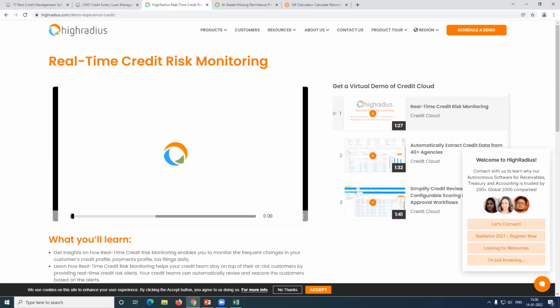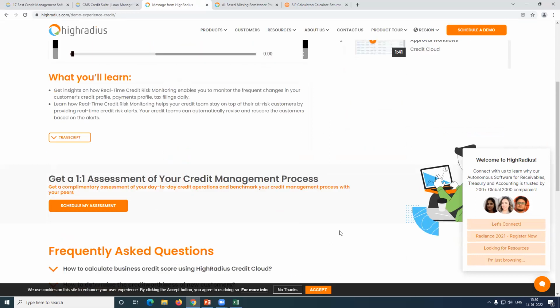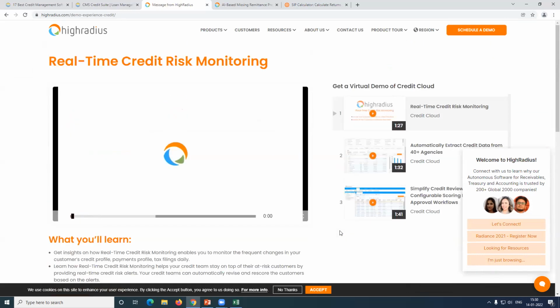Here is the HighRadius organization. They are also providing the different one. They are having the real-time credit risk monitoring. What is the thing going on at present? And they are also having the AI-based remittance system, that is artificial intelligence has been used. Let us see their demo of the real-time credit risk monitoring, how they are measuring the time.